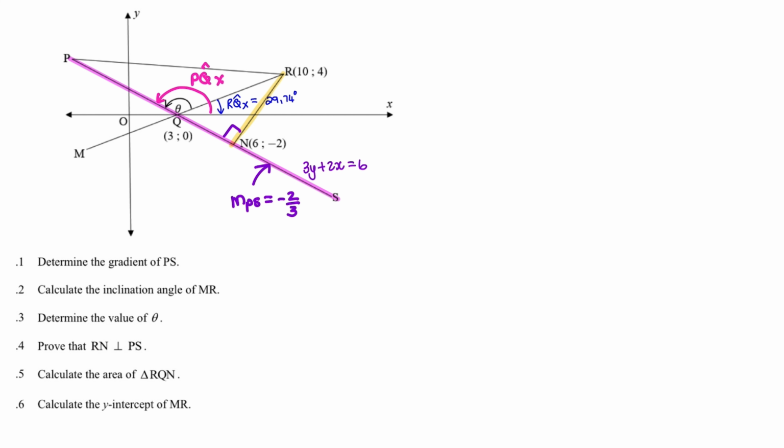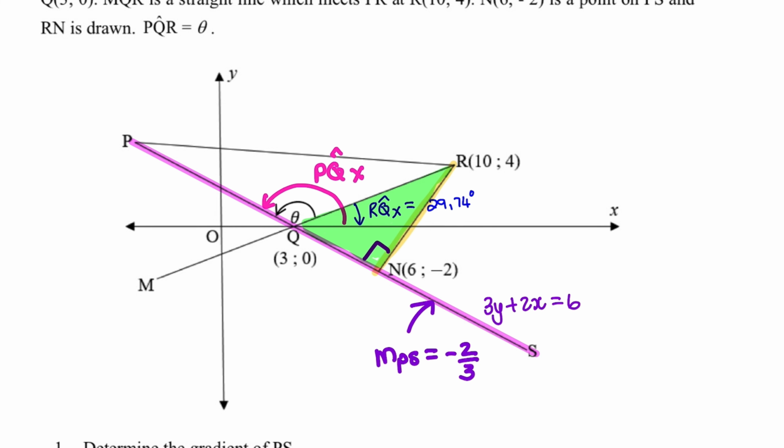Our fifth question is to calculate the area of RQN. So again, I'll use my highlighter and I'll highlight RQN. So I want to find the area of this green triangle. And what I notice is that we already have a perpendicular height. If you inspect the diagram, you can see that this green triangle has a right angle in it. So we can use QN as our base, and we can use the length of RN as our height. And the area of a triangle is half base times height.